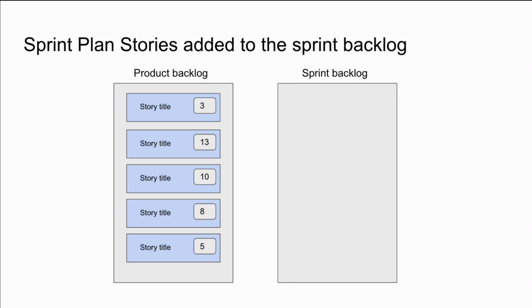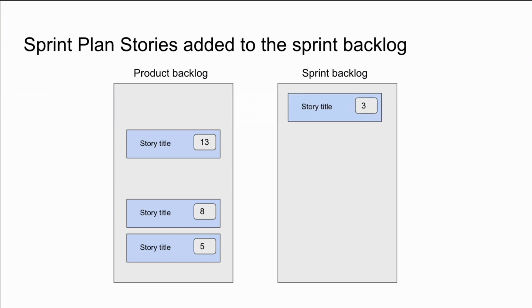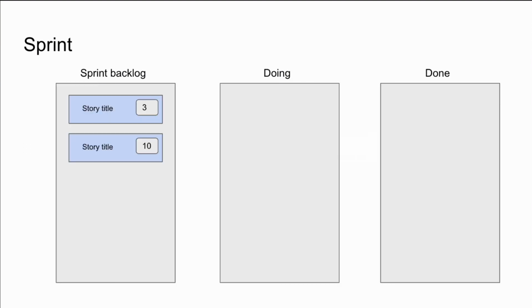So when you go through the sprint, the sprint plan stories get added to the sprint backlog. So you would then agree on how many story points that the team can complete during that sprint. And with that, you start adding the amount of story points which equals the amount of effort that the team will put in to complete these stories.